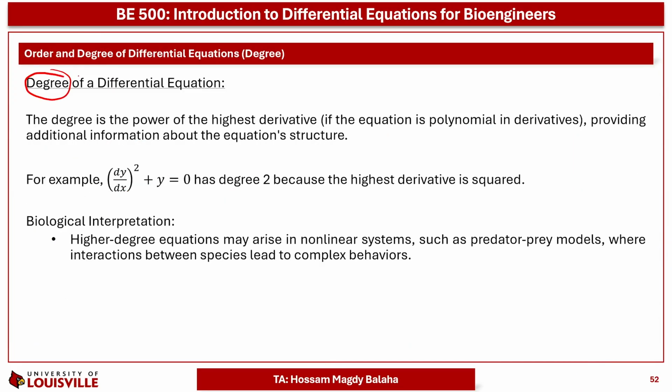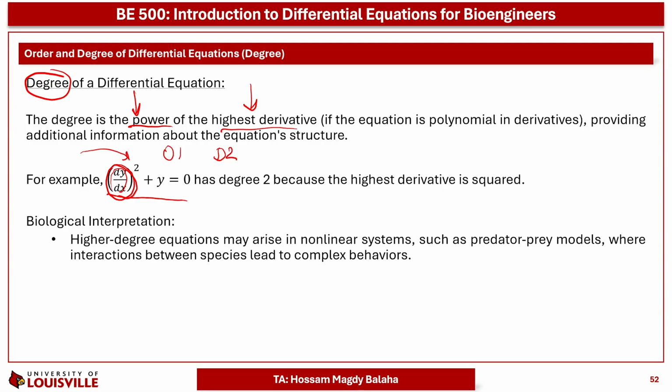What about the degree? The degree here is the power of the highest derivative. So we need to check the power of the highest derivative, not any derivative. So the degree provides additional information about the equation's structure. For example, in this equation, it has an order of 1 because the highest order is 1, but it has a degree of 2 because the highest derivative has a power of 2. So it will be order of 1, degree of 2.